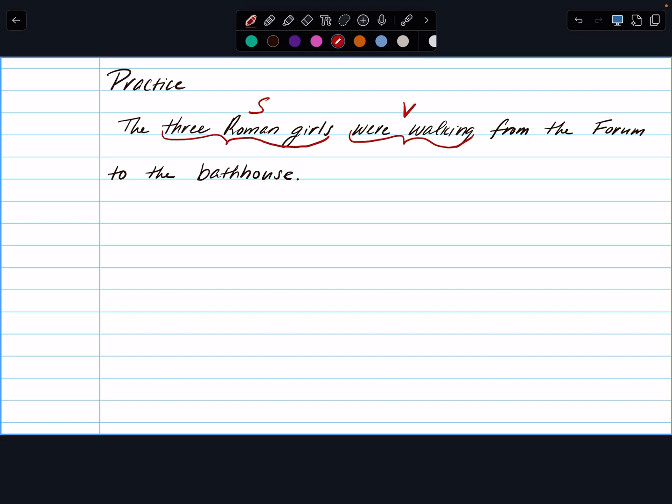Okay. Now, we've got from the forum and to the bathhouse. Forum and bathhouse are things, or places, rather. So those are definitely nouns. But the question is, are these direct objects or prepositional phrases? And how can you tell? What do you think? First, what are they? Subhan. They are prep phrases. Very good.